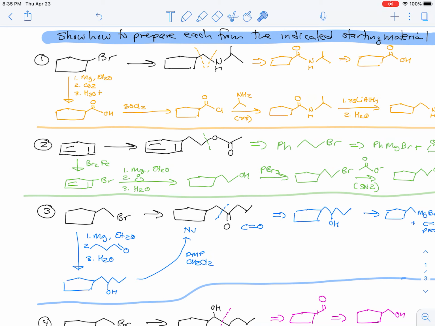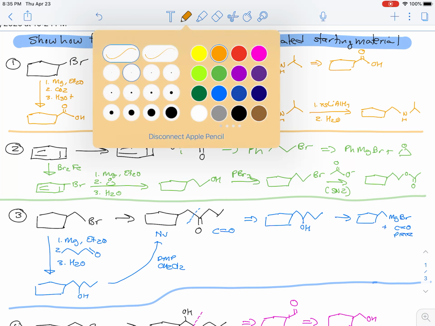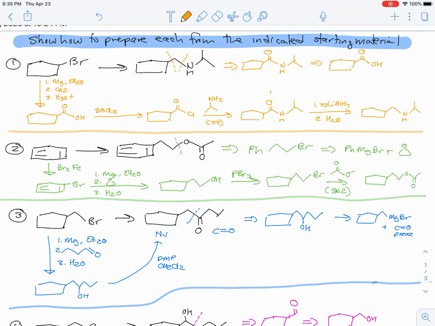We make the acid chloride, and then we react the acid chloride with excess amine. That looks like a relatively inexpensive amine, so we can go ahead and sacrifice it and let one equivalent of the amine make the amide, and then the other equivalent of the amine neutralizes the hydrogen ion that's formed in this reaction. And then finally, we can take the amide and reduce it with an excess of lithium aluminum hydride, followed up with water, and there's our secondary amine.